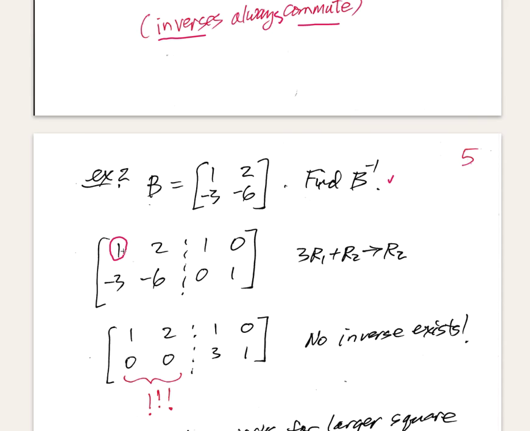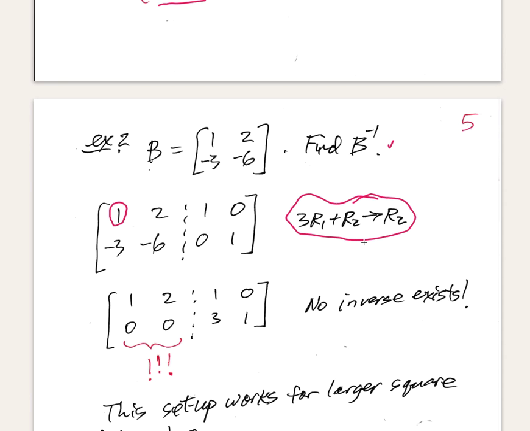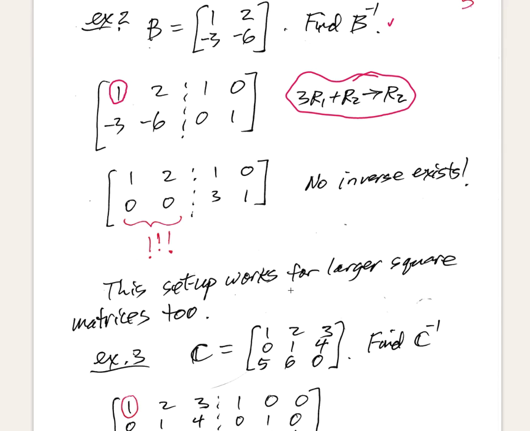3 times the first row added to the second row replaces the second row. And I've written that here. So I'm indicating what I'm doing to somebody reading this. Okay, so the first row doesn't change, but the second row becomes what? 3 times 1 added to that gives me 0. 3 times 2 is 6. Added to -6 gives me 0. 3 times 1 is 3. Added to 0 is 3. 3 times 0 plus 1 is 0. And there we go. Oh, wait, no inverse exists.